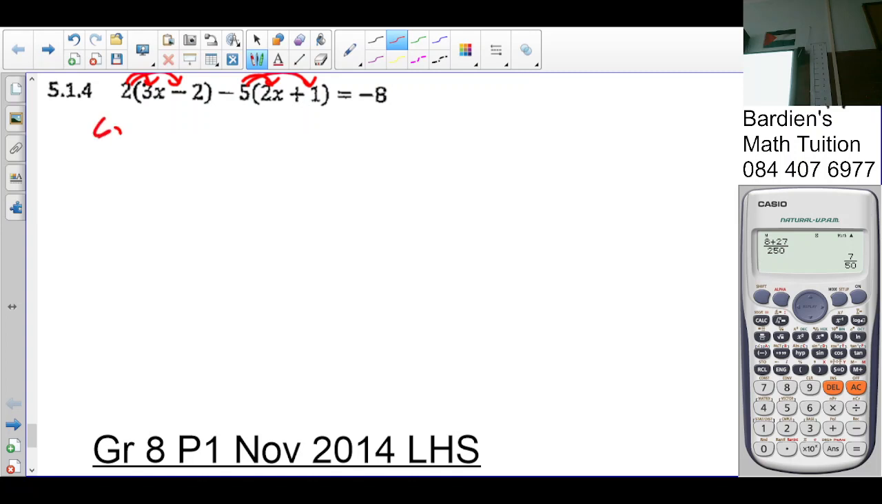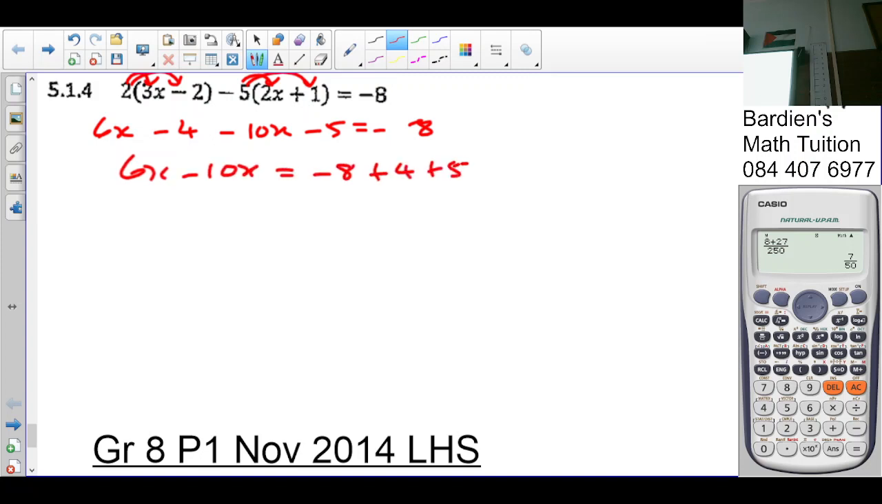He's going to give you 6x minus 4 minus 10x minus 5 is equal to negative 8. X is one side, numbers the other side. 6x minus 10x is equal to minus 8 plus 4 plus 5 is 9 minus 8 is 1. That's going to give you negative 4x. You all agree with that? Divide by negative 4 both sides. So x is negative 1 over 4. Is that correct? Yes. Okay.